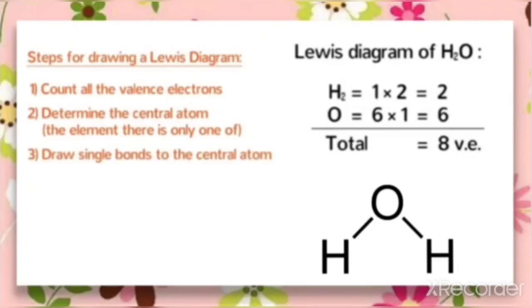Third step, draw a single bond to the central atom. So in the third step, we make a single bond between the central atom and the terminal atoms in this way.